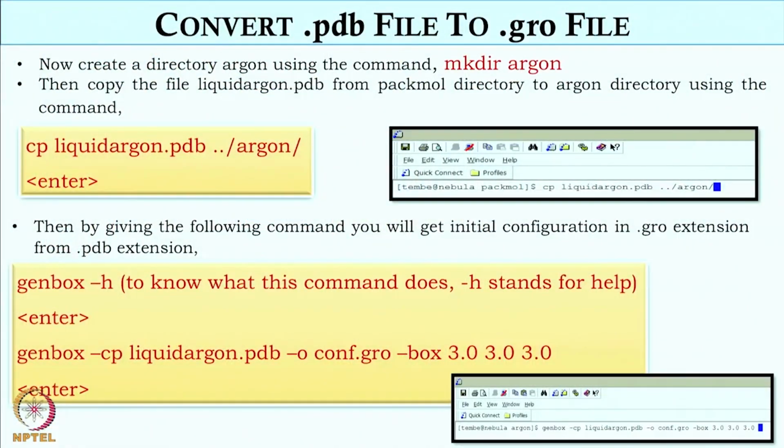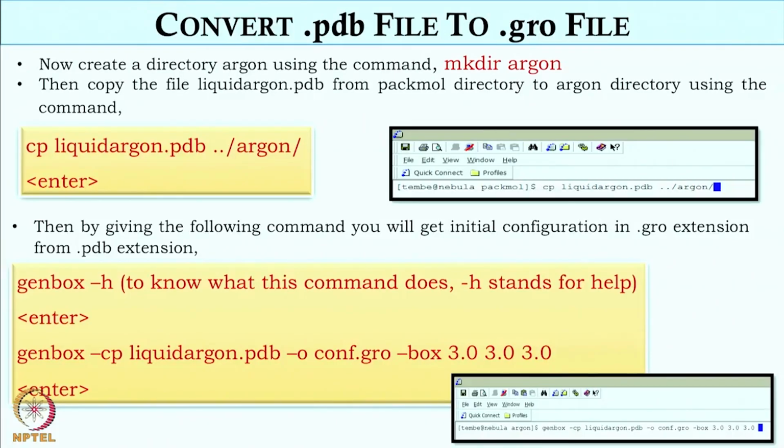So then we'll type the command genbox space -p liquid argon.pdb, which is the PDB format we have got from pacmol. Then -o conf.gro. -o stands for output file, and conf.gro is the configuration file. Then -box 3.0 space 3.0 space 3.0. -box is the cubic box, and it's in nanometers.